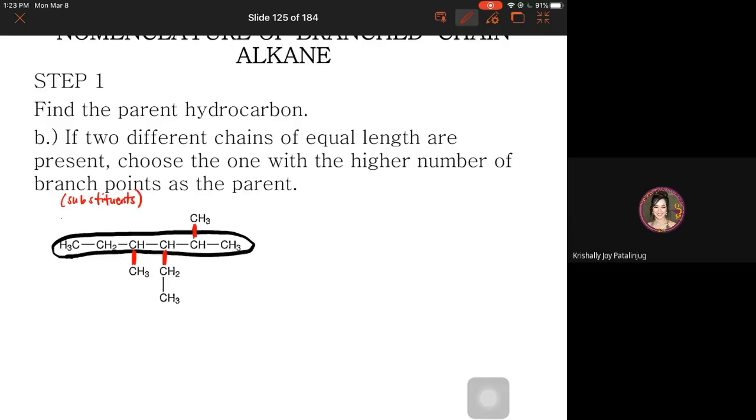Okay, some other references use this term, substituents. Okay, so that would be the parent. Isa siyang hexane, a substituted hexane. Okay, still under finding the parent ha, step 1 pa rin. Okay, but applying the letter B case.